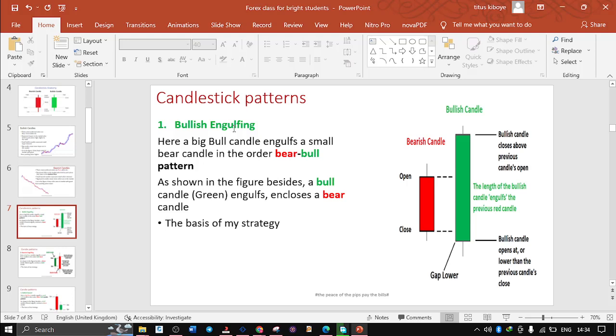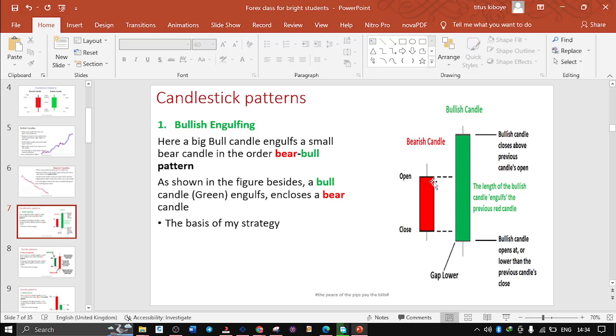Now, whenever I see such a bullish engulfing, what does it mean? It means buyers are overpowering the sellers. So we look for opportunities of now buying. Because buyers have engulfed the sellers, they have overpowered these sellers here.